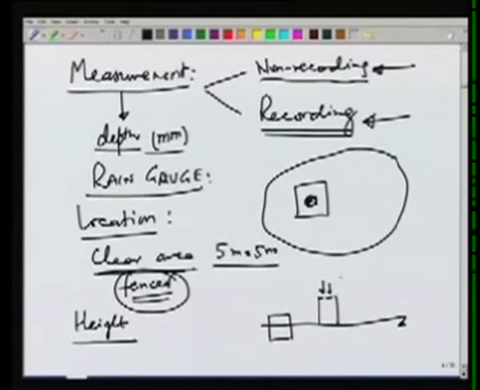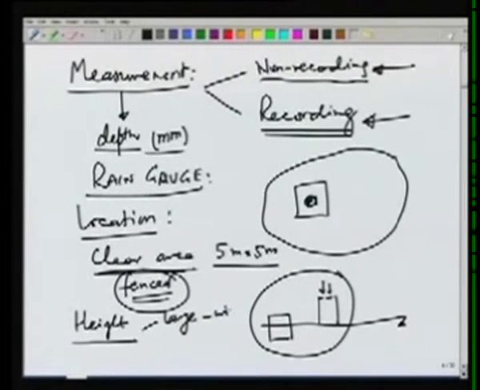So this height has to be decided based on various considerations. For example, if the height is very large, then wind will affect the measurement. If it is very small, then there are chances that there will be some splashing.